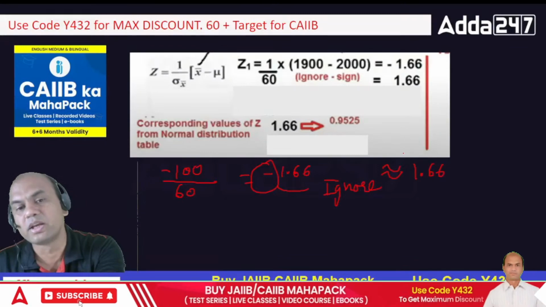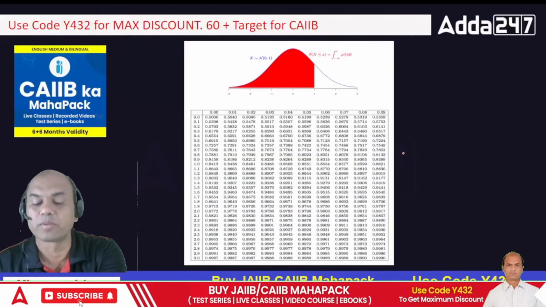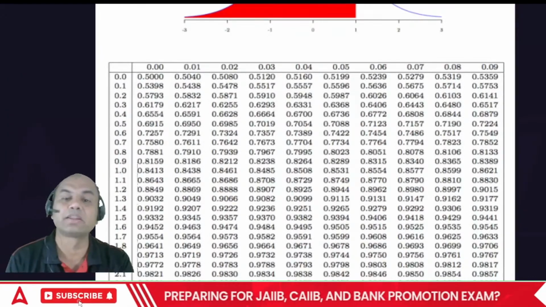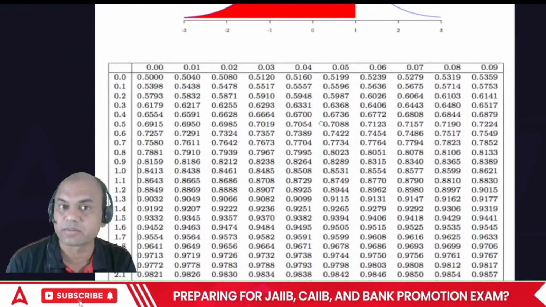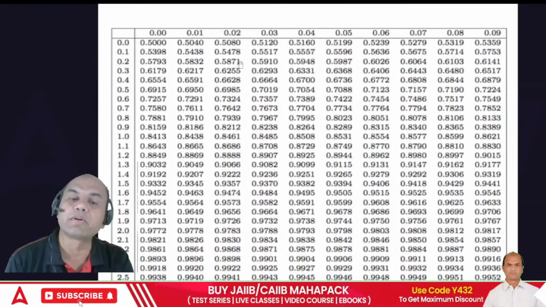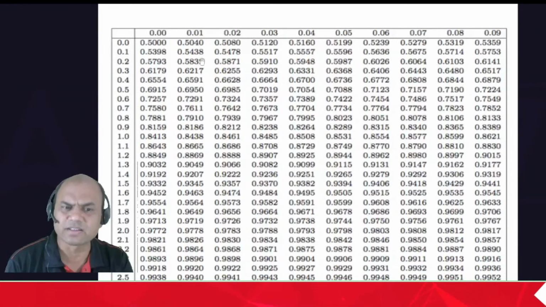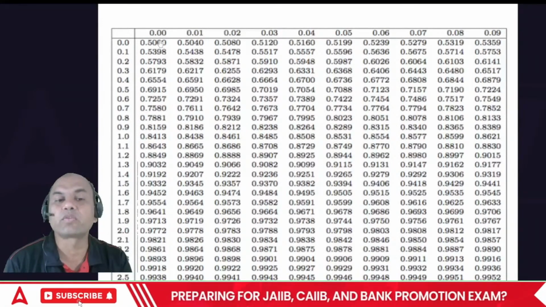Now for this you need that table. And importantly remember, in exam you need to have this table. This table will be provided to you in exam. If they don't provide you, how will you find out? So what is my answer? 1.66. Yeah. So how to find out 1.66?